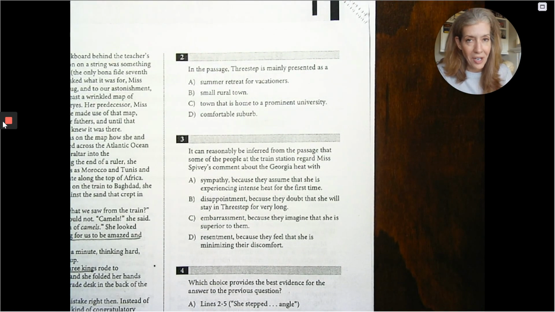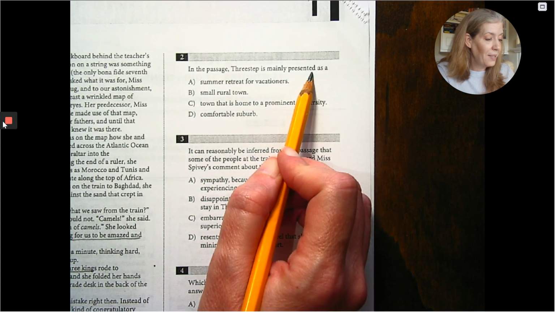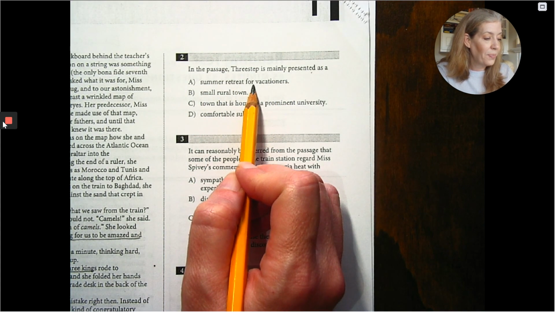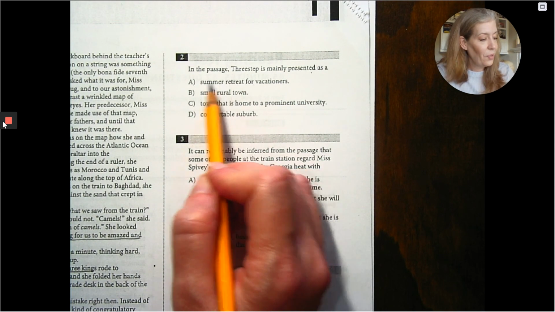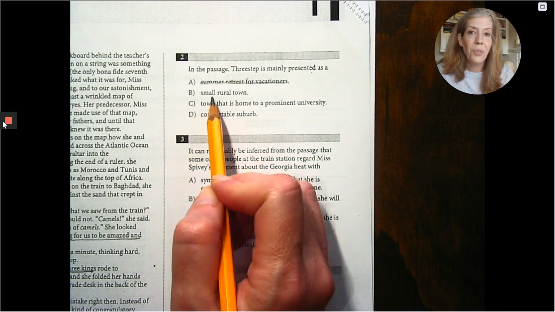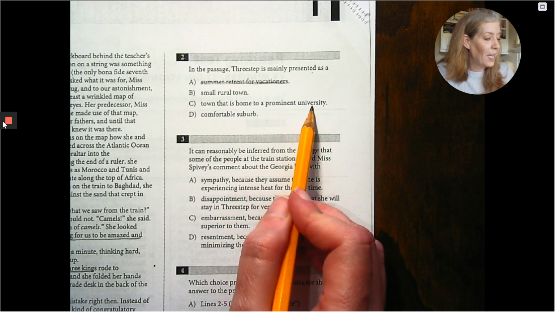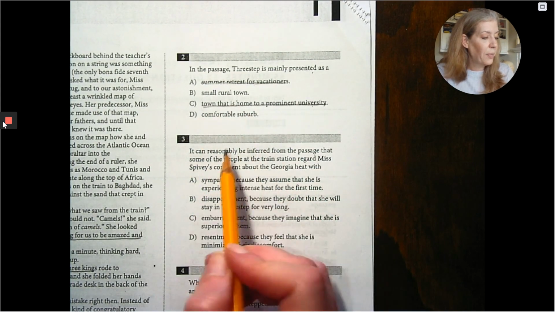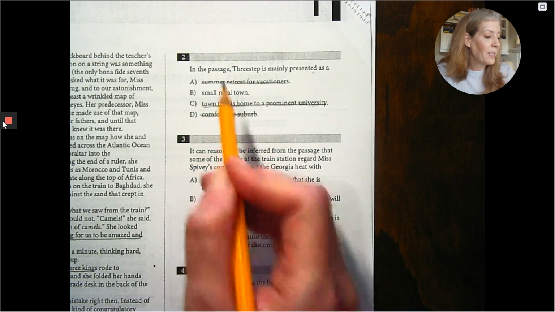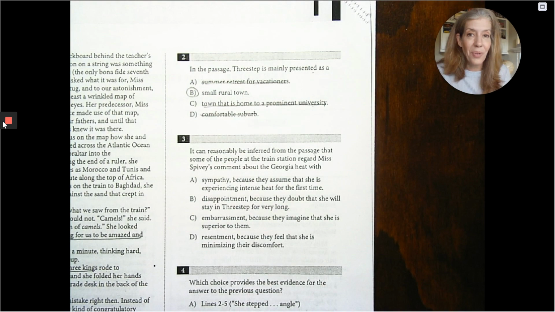Continuing with the elimination strategy. In the passage, 3-Step is mainly presented as a summer retreat for vacationers. I didn't get the sense they were vacationers that were meeting her as she got off the train. So I'm going to get rid of that one. A small rural town. I like that one. A town that is home to a prominent university. I don't believe that was true. Or a comfortable suburb. I think the best answer is the small rural town. Especially since there were several children in the one-room schoolhouse.